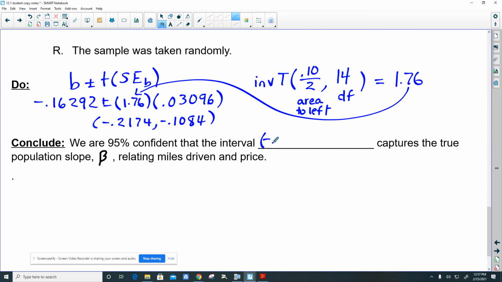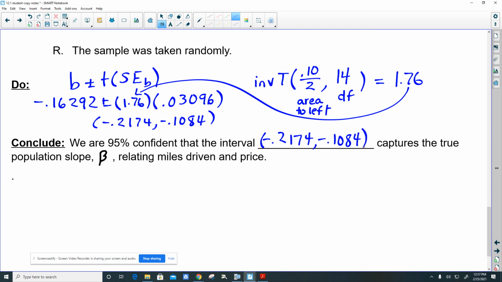Now, I filled this template in for you, but you need to be comfortable with drafting this yourself, saying we're 95% confident that this interval captures, and then whatever your definition was up there in the state step, the true population slope beta relating miles driven and price. Okay, that's essentially what we're doing here.